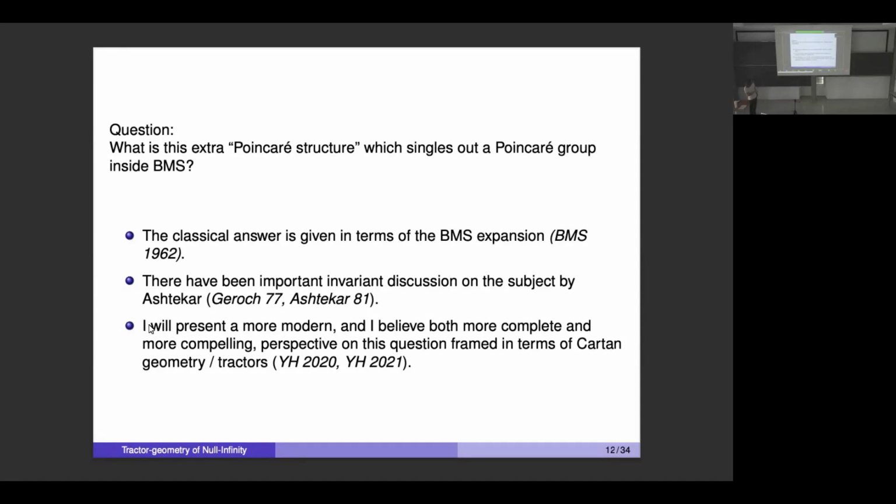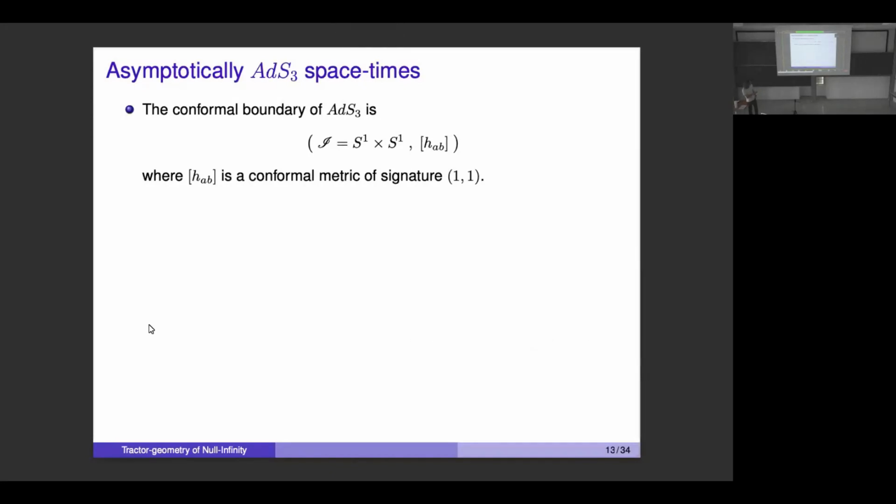There are invariant discussions which are very nicely discussed in Geroch and Ashtekar's work from the 80s. And I'm going to try to give you what I think is a more compelling presentation in terms of Cartan geometry. I think you will find that it's very natural. Okay, so just to make it very clear, let's redo this for AdS3, and we'll see that for AdS3 the answer is obvious. Well, I mean, it's already known.